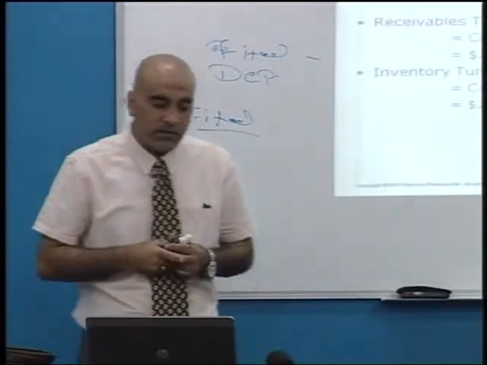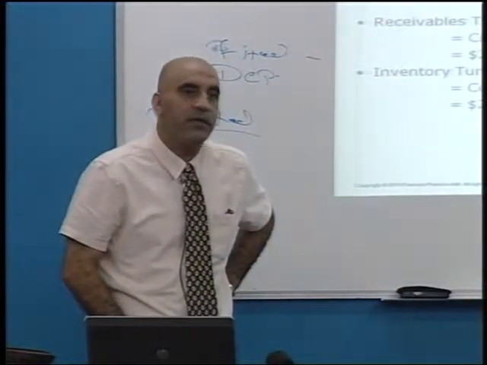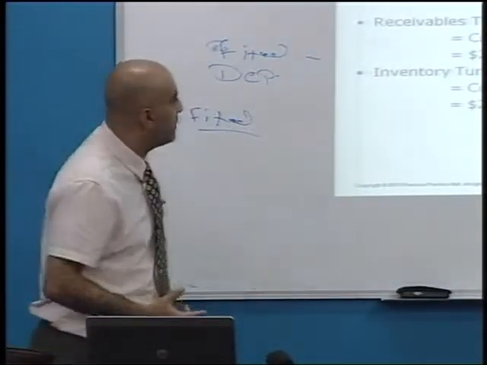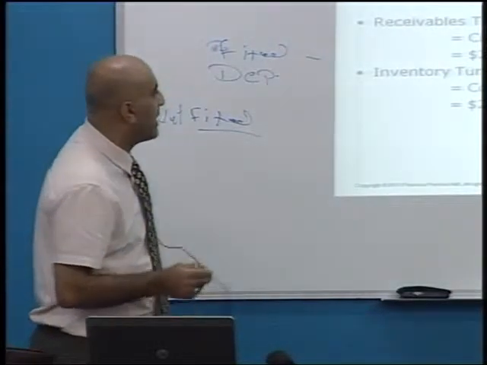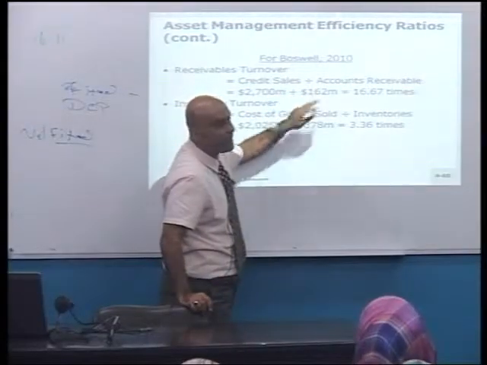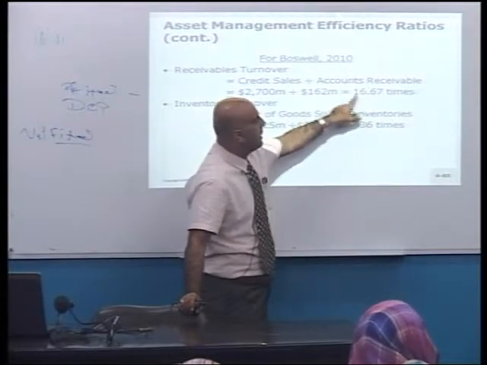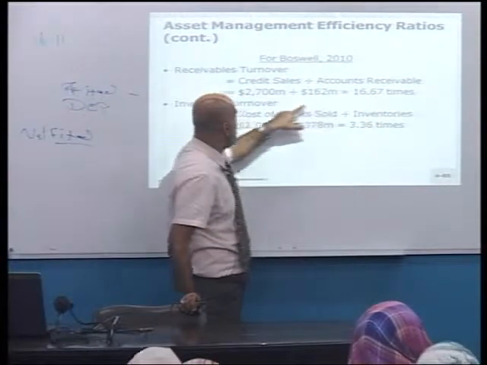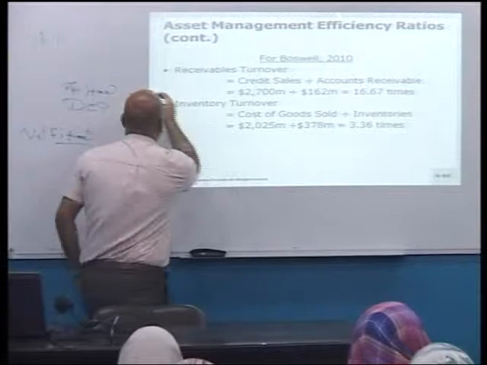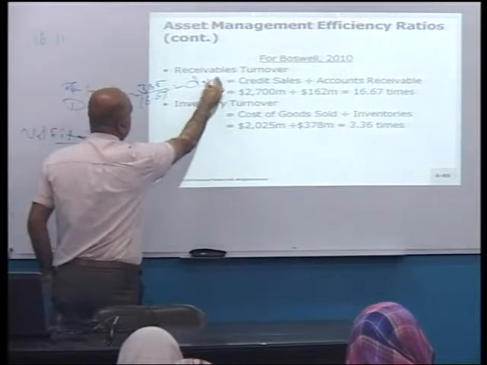Receivable turnover measures how long it takes the business to convert accounts receivable into cash, or the collection period of the accounts receivable. How can we calculate this? Receivable turnover is credit sales divided by accounts receivable, which equals 16.67 times. This is in times. If we want to convert this into days, you can divide 365 by 16.67 to get the number of days.